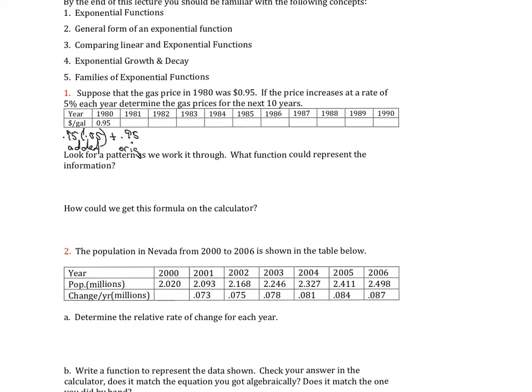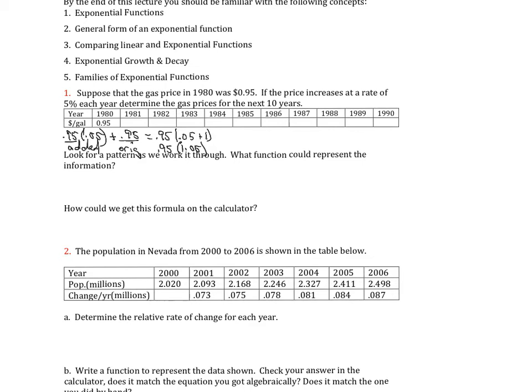Now, if you look at that statement, there's a common factor of that 95 cents. And that becomes 0.05 plus 1. So in essence, it's 95 times 1.05 will give me the amount in 1981. Now if I took that answer and multiplied by 1.05, I would get 1982's price, and so on. So I'll do the first few with you, and then I would like you to stop the video and complete the table.